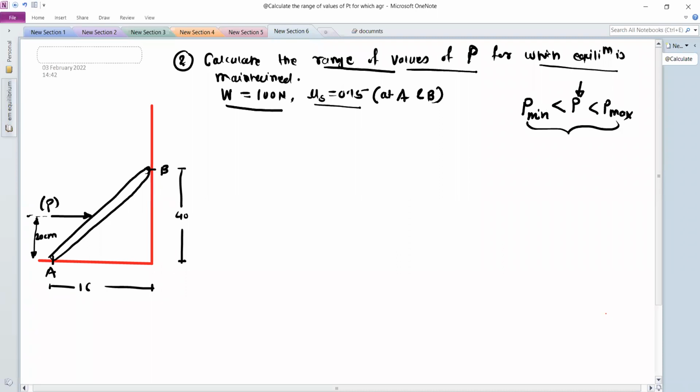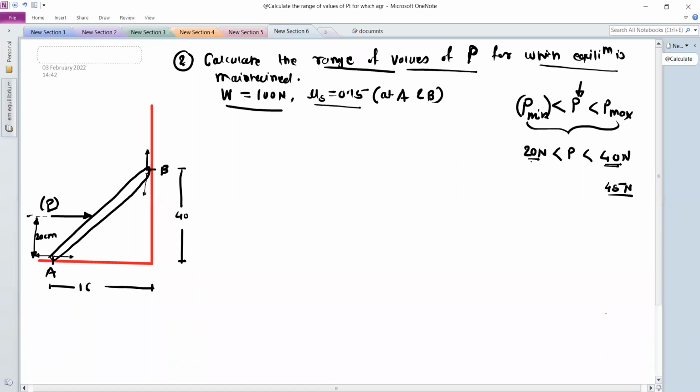If the value of P is less than P minimum, for the time being assume the P minimum value is 20 Newton and P maximum is 40 Newton. If we apply the force P less than 20 Newton, then the ladder will start slipping. That means point B will move in the downward direction, and point A will move in the leftward direction. Suppose the P value is greater than 40, suppose we apply a force of 45 Newton. Then the ladder will start slipping in the upward direction. That means point B will slide up the plane, and point A will slide to the right side. So we have to find out the limiting values.